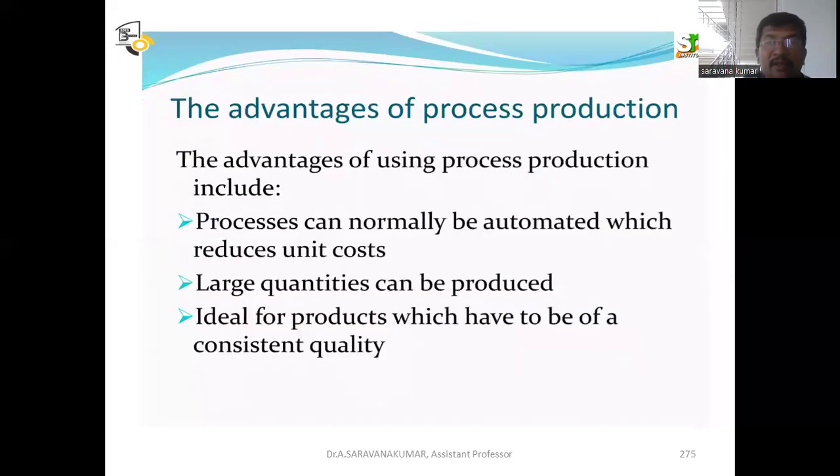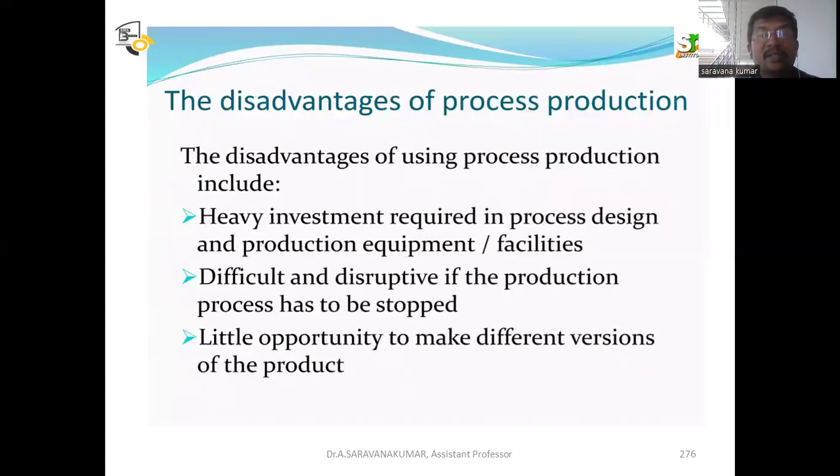So what are the advantages? What are the merits of process production? The process can normally be automated, which reduces unit cost. Large quantities can be produced, ideal for products which have to be of a consistent quality. What are the demerits? Heavy investment is required in process design and production equipment and facilities. It is difficult and disruptive, as the production process has to be stopped. There is little opportunity to make different versions of the product.